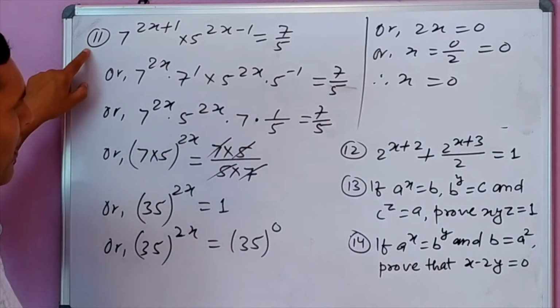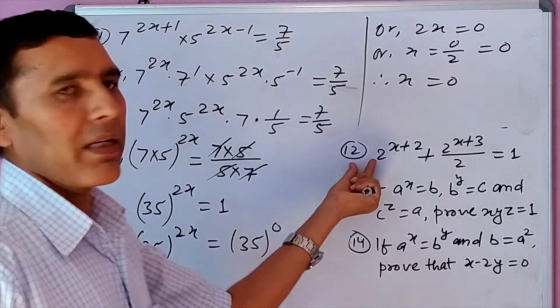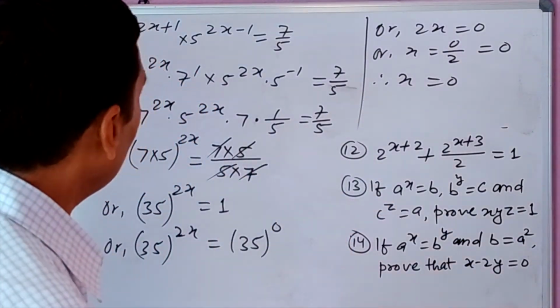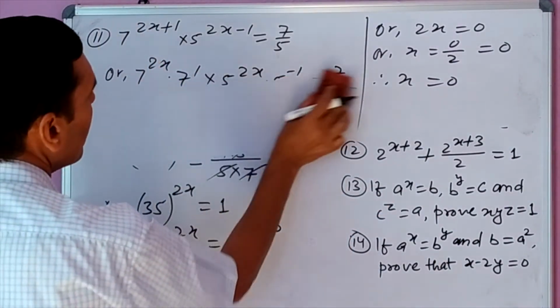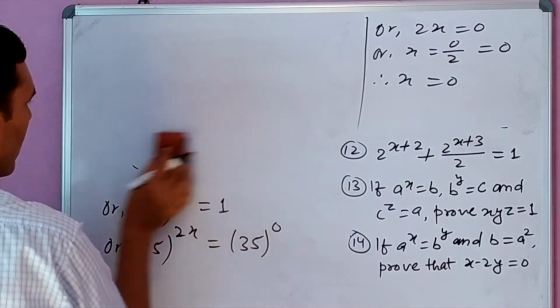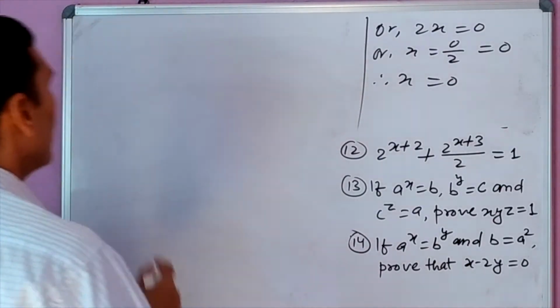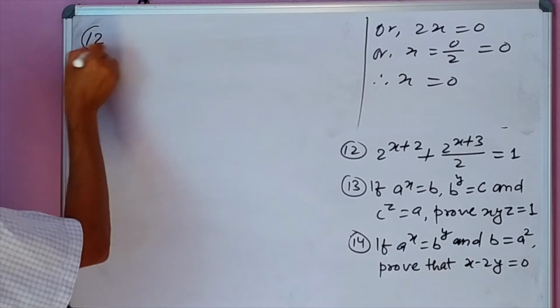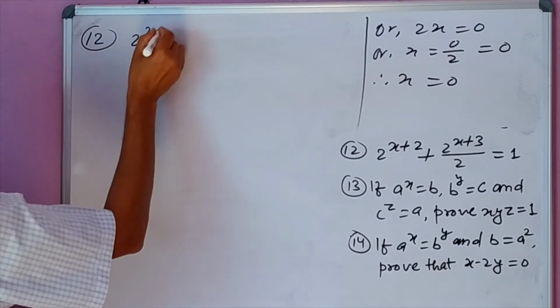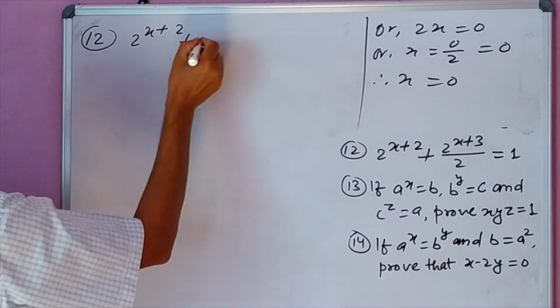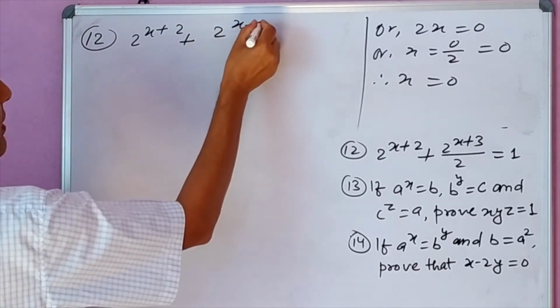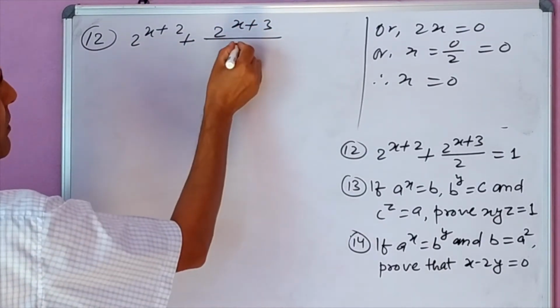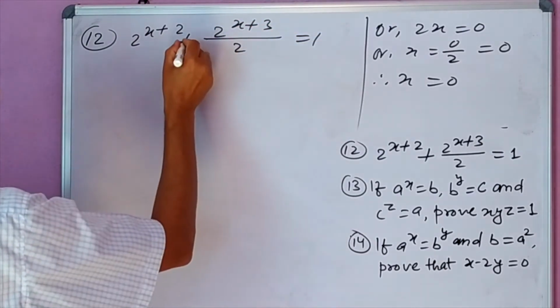This is question number 11. Now let's solve this question number 12. It is also an important short question. 2 to the power x plus 2 plus 2 to the power x plus 3 upon 2 is equal to 1.